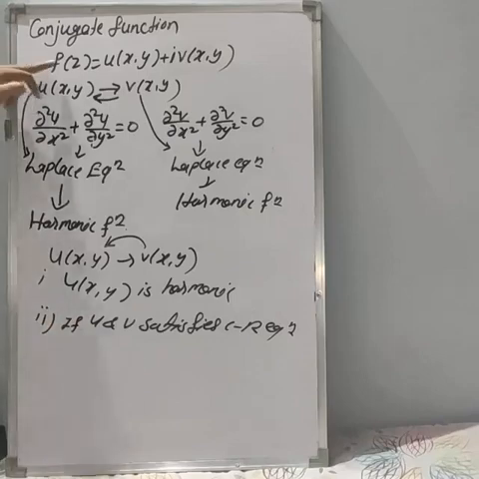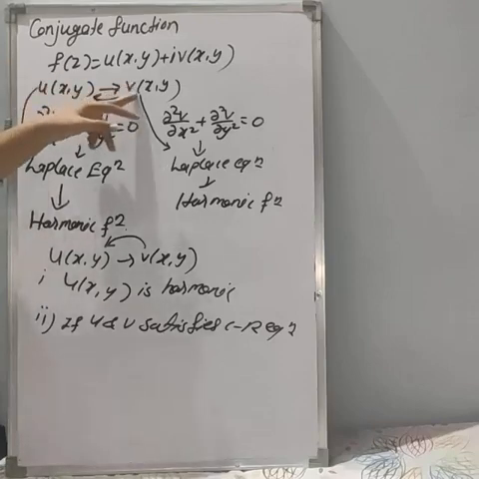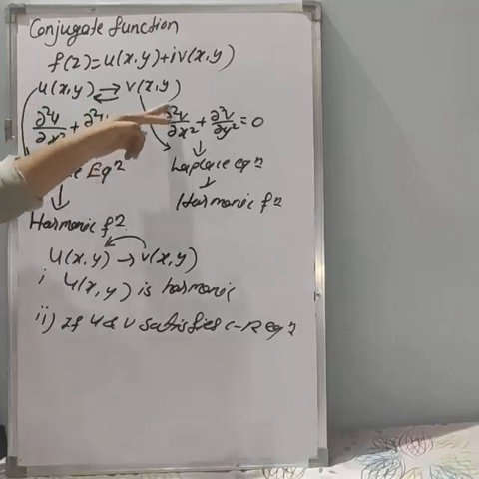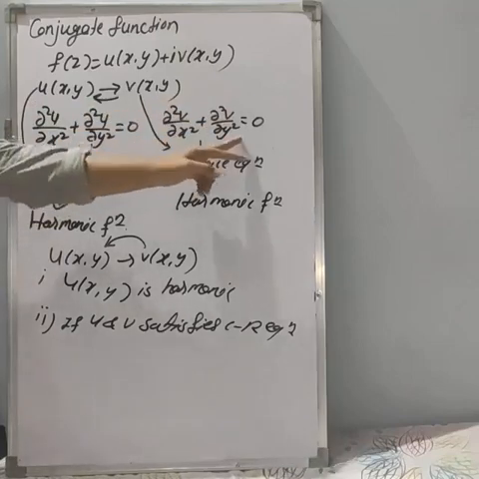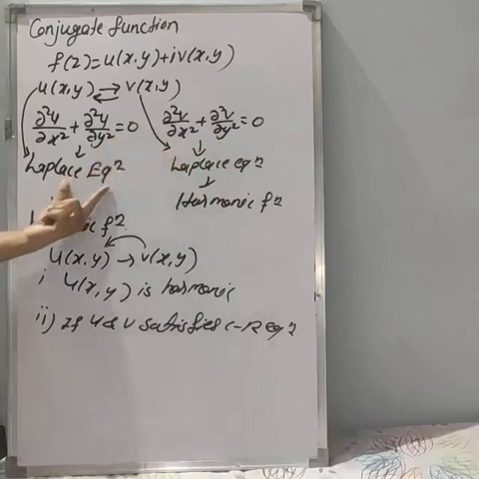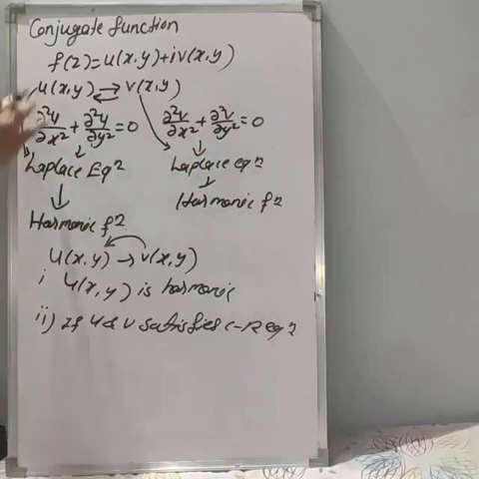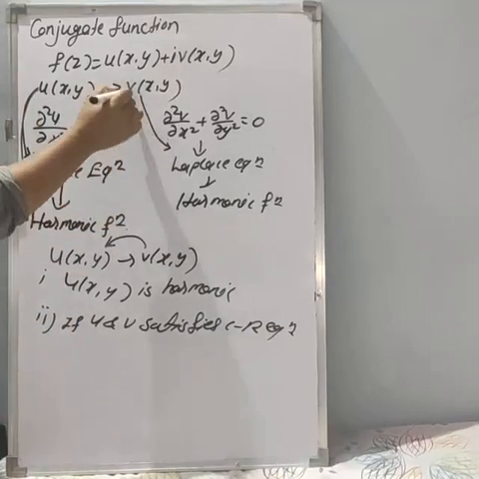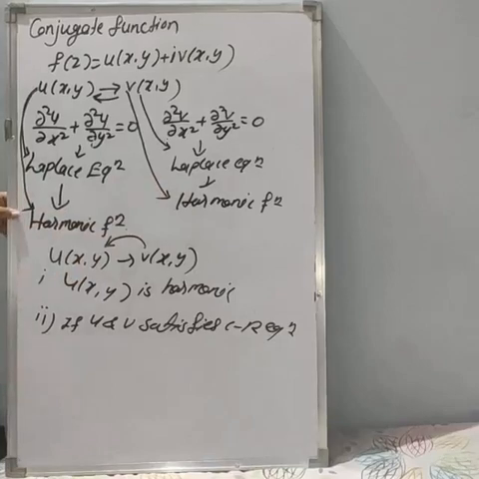First, if f of z is u plus iv, then u is called the conjugate of v and v is called the conjugate of u. Second, if this equation is true, dou square u by dou x square plus dou square u by dou y square is equal to 0, and dou square v by dou x square plus dou square v by dou y square is equal to 0, these two equations are called Laplace equations. Now suppose u satisfies this Laplace equation, then we can say u is a harmonic function. Similarly, if v satisfies this Laplace equation, we can say v is a harmonic function.